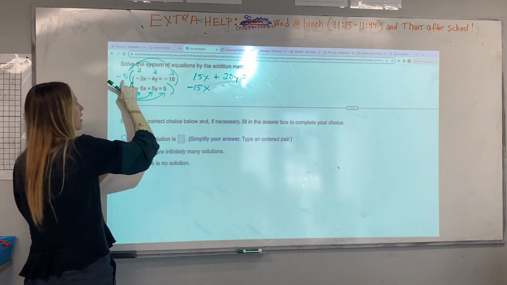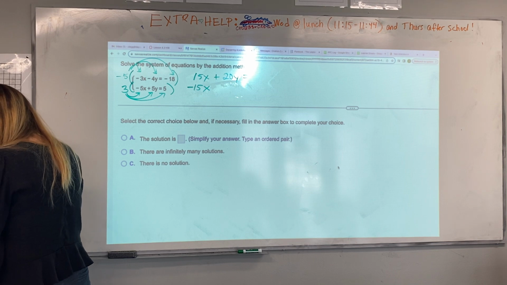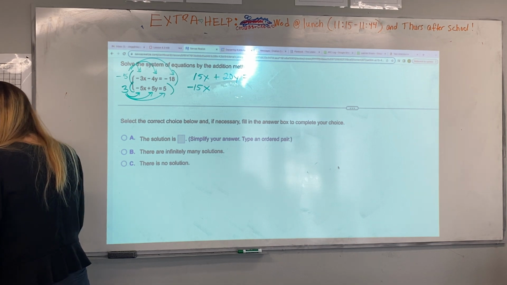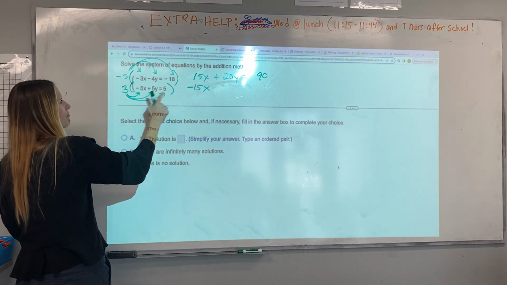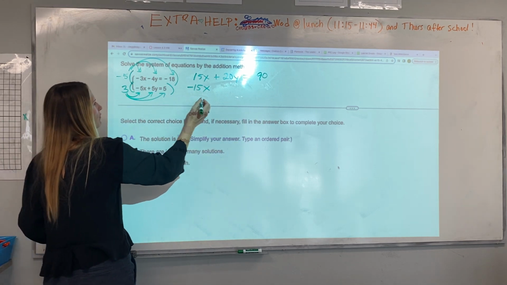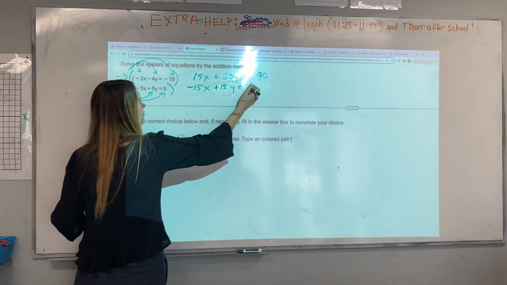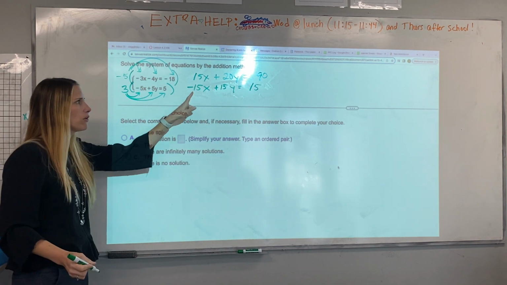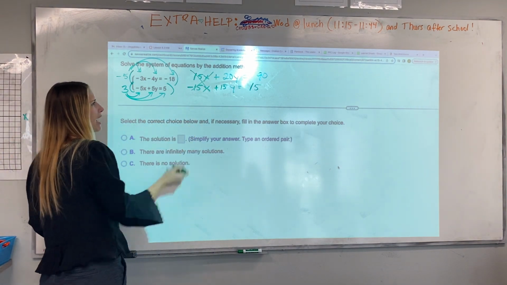Equals a negative 5 times a negative 18. 5 times 18 is 90, and a negative times a negative is positive. And then I have my negative 15x, and I have 3 times 5y, which is positive 15y. And then I have 3 times 5, which is 15. Now my terms will cancel. My x terms go bye-bye.